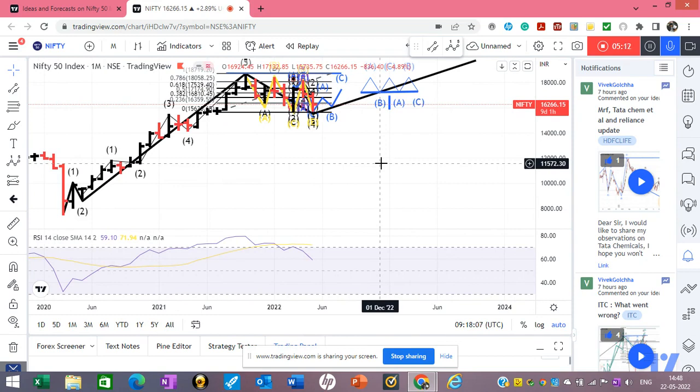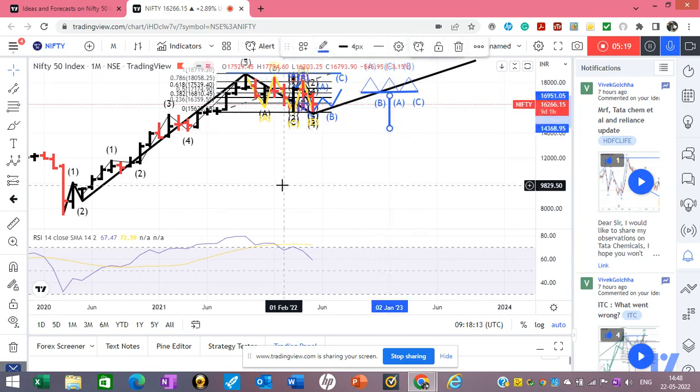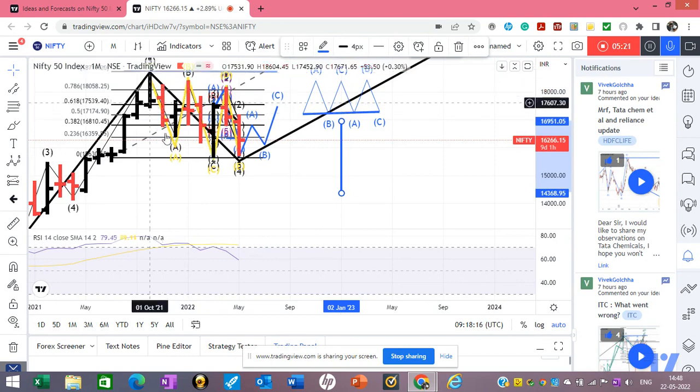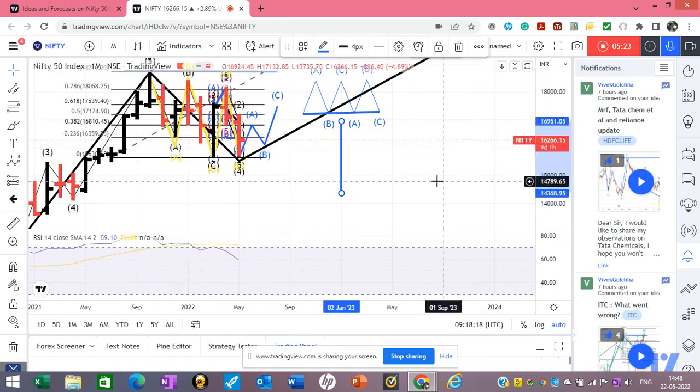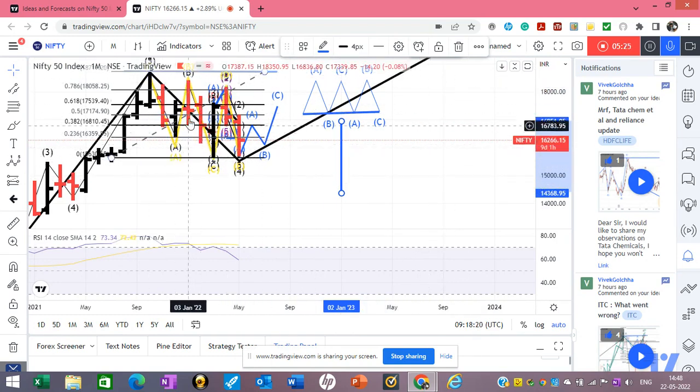This is a wedge shape pattern, A B C kind of a pattern, and this is the pattern which has formed here, A B C. So these three spikes. This is a dangerous pattern. It's telling me that Nifty is going to sell.